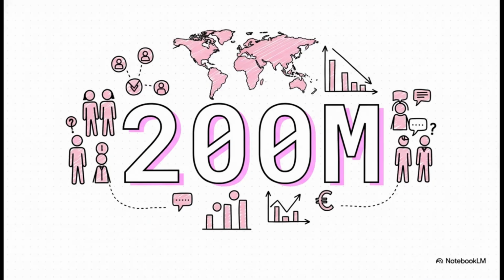And to really get why this stuff matters, I want you to look at this number. 200 million. That's how many people around the world are unemployed right now. This isn't just some abstract statistic. It's a massive human challenge. And it's exactly the kind of problem macroeconomics tries to solve.